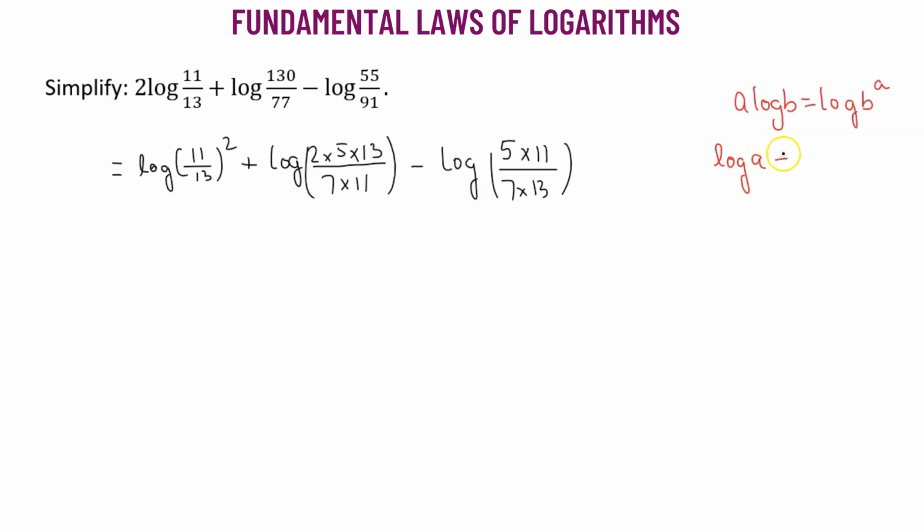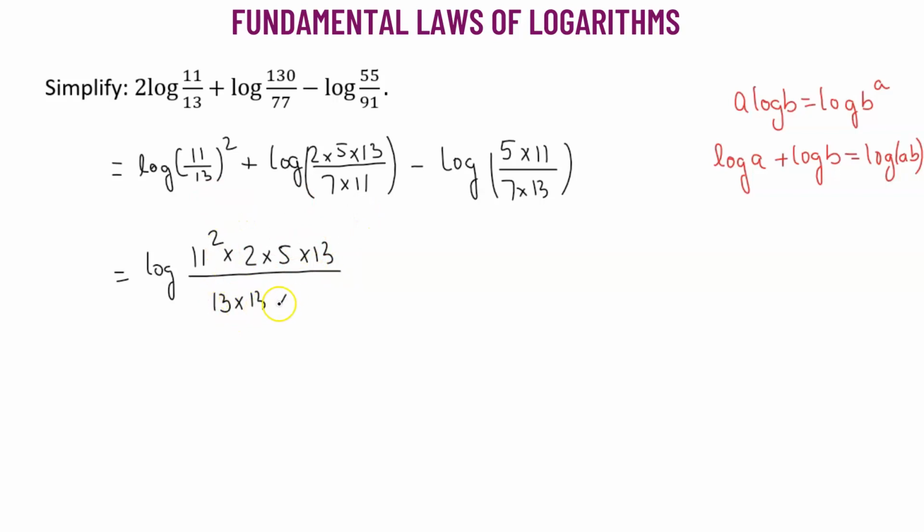That means if we have log of a plus log of b, that's the same as log of a times b. We get log of 11 squared times 2 times 5 times 13. So we have multiplied all the numerators, and in the denominator we have 13 squared, so that will be 13 times 13 times 7 times 11, minus log of, so here what we'll do, we will take positive log of 7 times 13 divided by 5 times 11.